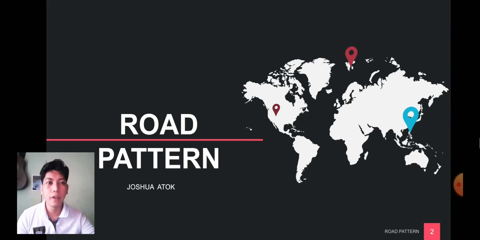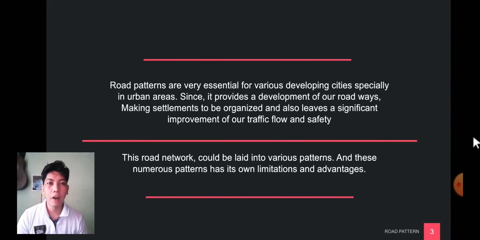Furthermore, road patterns are very essential for various developing cities, especially in the urban areas, since they provide development of our roadways, making settlements organized, and also leading to a significant improvement of our flow of traffic and safety. This road network could be laid into various patterns, and these numerous patterns have their own limitations and advantages, and it may depend on the locality and the placement of the settlements.